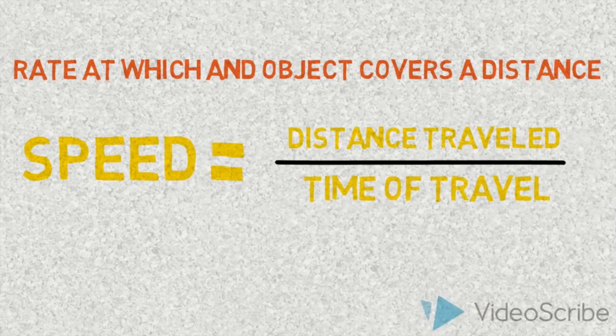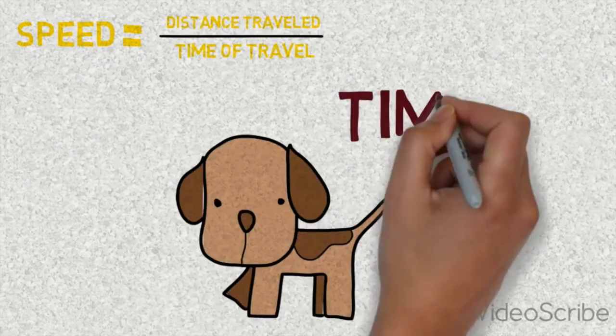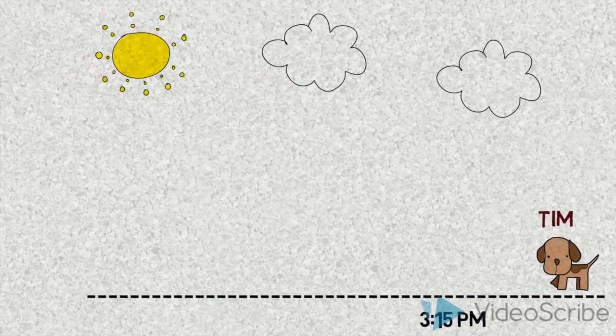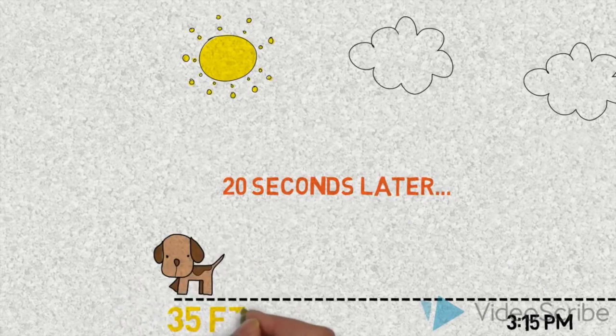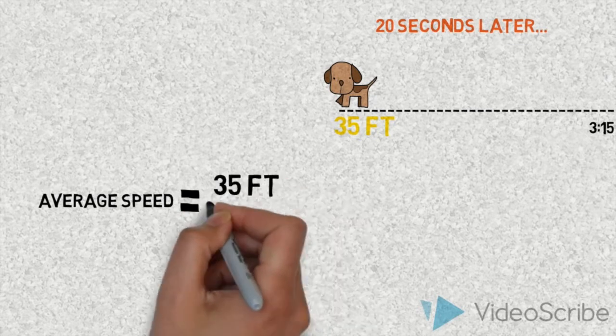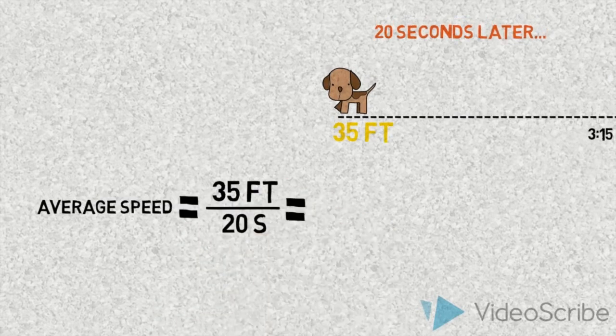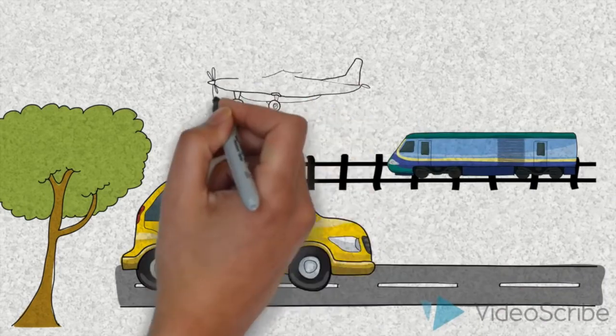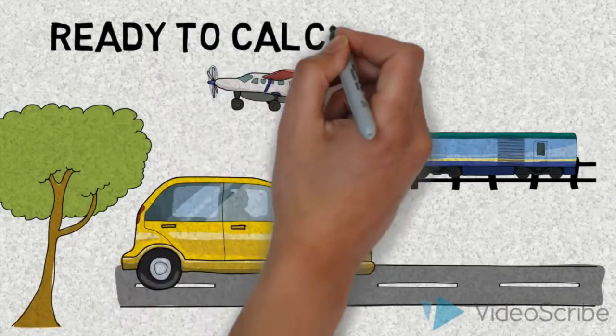To give you an example, meet Tim. Let's say Tim is walking down a sidewalk at 3:15 in the afternoon. 20 seconds later, Tim has traveled 35 feet. At what average speed was he traveling? To find out, we divide 35 feet over 20 seconds, and we find out that he was traveling at 1.75 feet per second. Day by day, we constantly see objects and speed within the world that surrounds us. So, are you ready to calculate speed?